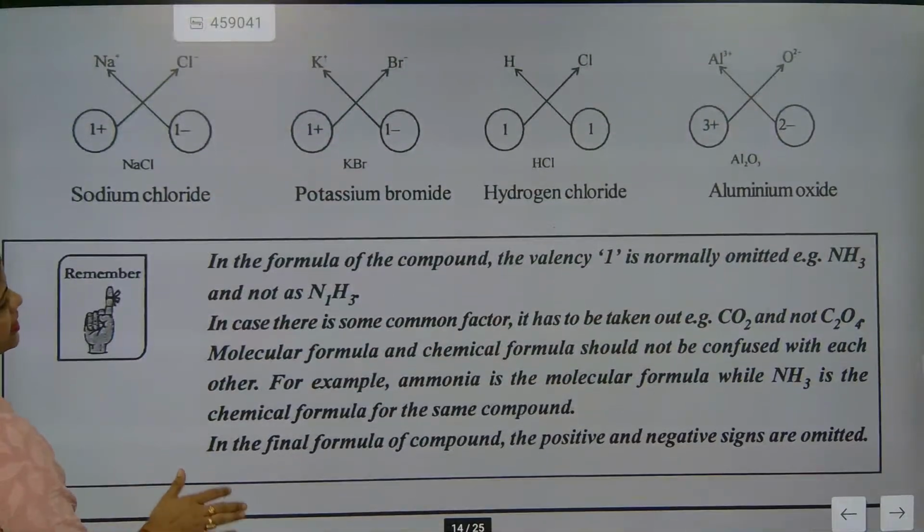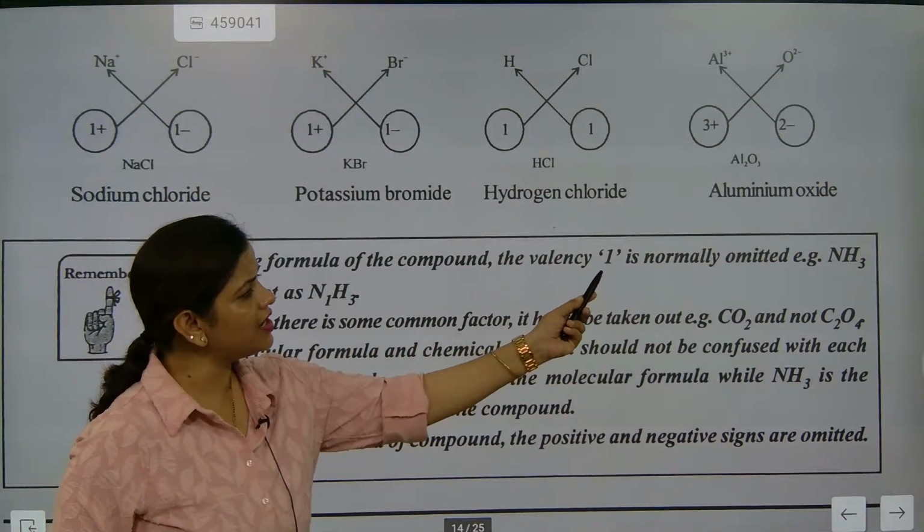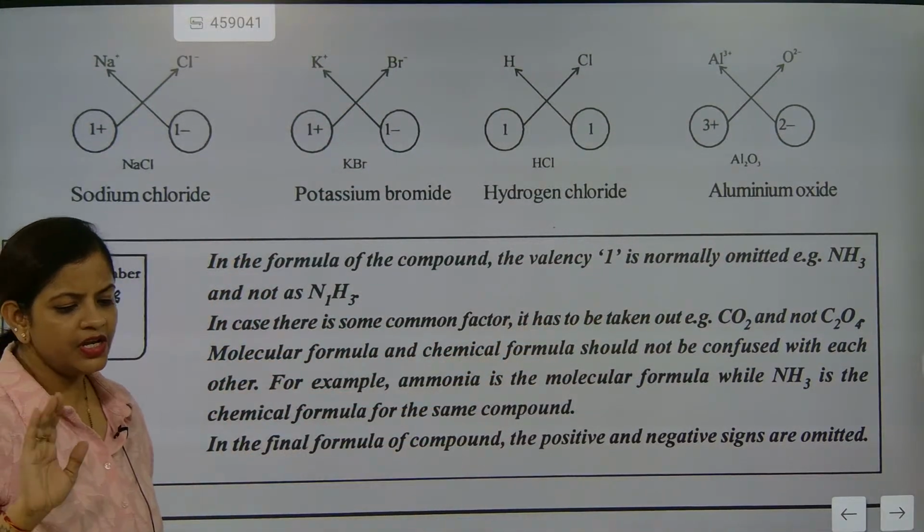So now they are telling that in the formula of a compound, the valency one is normally omitted. We need not write one.